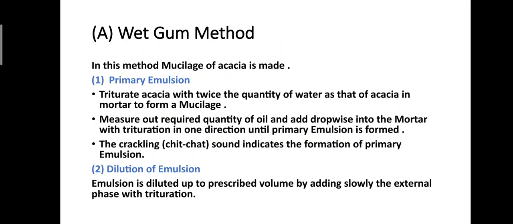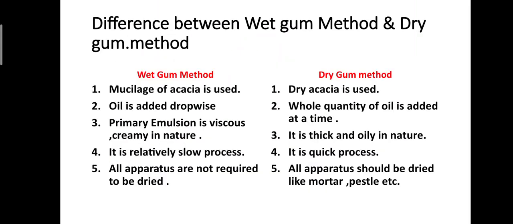Primary emulsion: what do we do? First, triturate acacia with twice the quantity of water. If we take acacia 1 gram, then we take water 2 ml, in a mortar, for the formation of mucilage. Measure the required quantity of oil and add it dropwise into the mortar until the crackling sound of the primary emulsion is formed. Second, dilution of the emulsion. The emulsion is diluted up to the prescribed volume by slowly adding the external phase with trituration. This is the wet gum method.